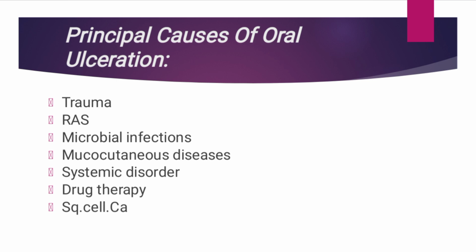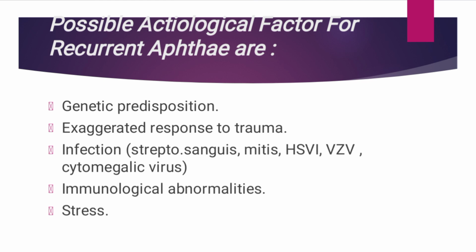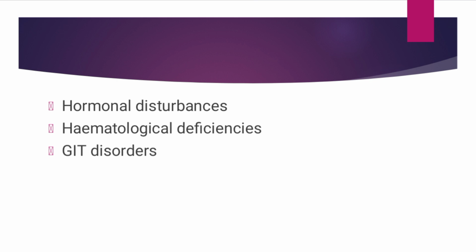Patients can also have this. It can be due to genetic factors, a family history, or infections like HIV or viral infections. Then we have an exaggerated response to trauma, such as lip biting. Immunological abnormalities can also be a cause, like autoimmune involvement. Then we have stress and hormonal disturbance, like the menstrual cycle. Then hematological deficiencies, where the patient has deficiencies of many things. In GIT disorders we have Crohn's disease, celiac disease, and ulcerative colitis.